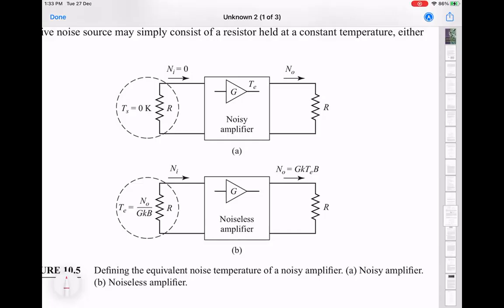This is the mapping which allows you to define the noise temperature of an amplifier. It's a way of taking the amount of noise it's adding, referring it to the input. So remember, the noise is at the output. Referring it to the input means that you have to divide it by the gain of the amplifier, and then asking what is the temperature of the equivalent resistor which would give you the same amount of noise. So that is the definition of noise temperature of an amplifier.